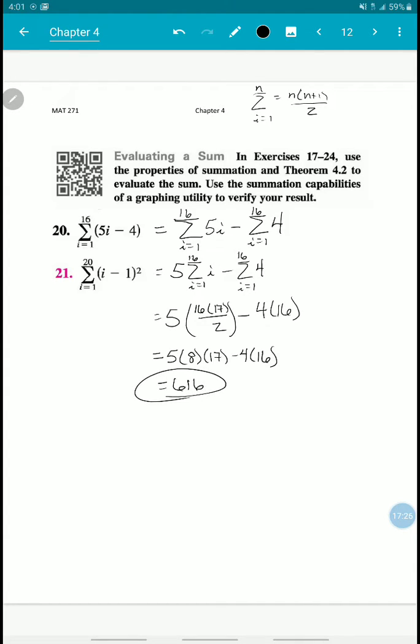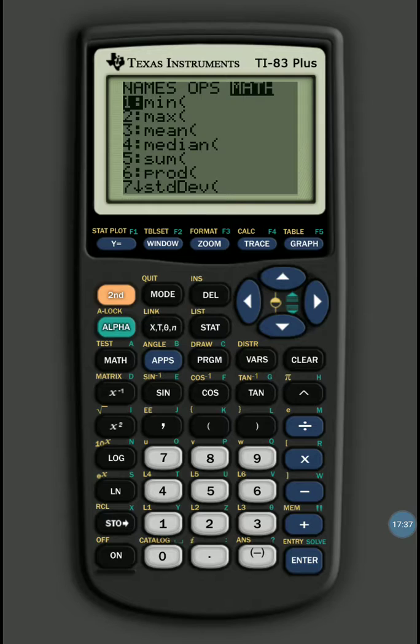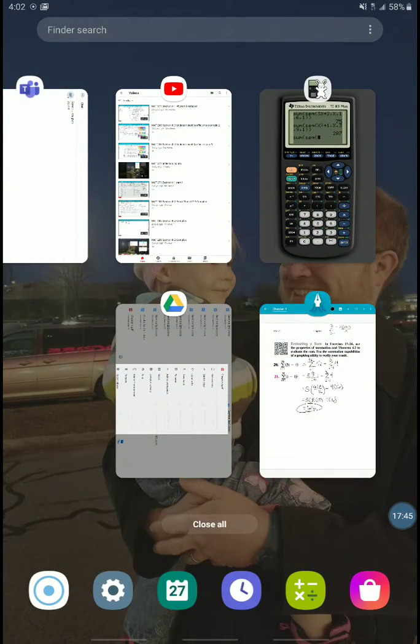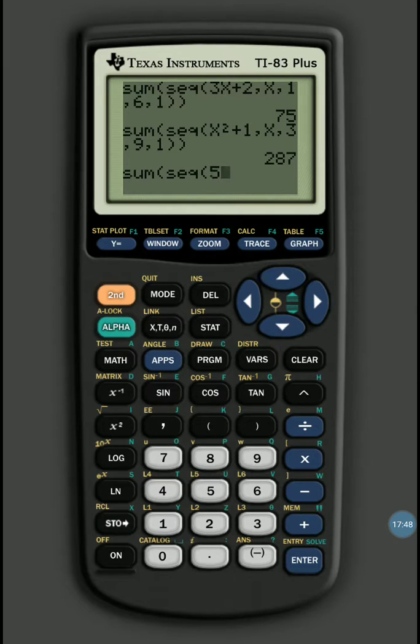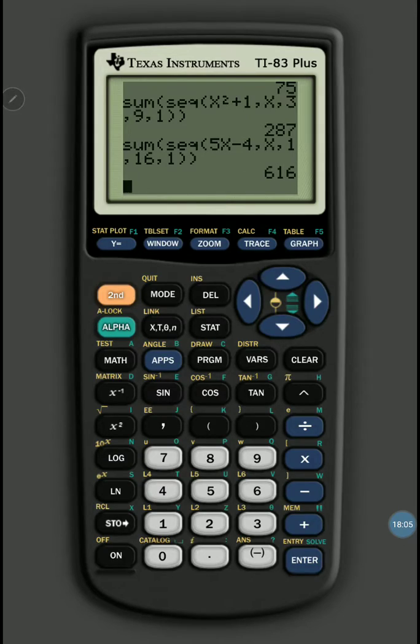We can always double check this using the calculator. So we're going to do that sum of a sequence again. Our sequence was 5i minus 4. I'm going to use x. Our variable is x, starting at 1, going to 16. The increment going up by 1s. So you can see how we're getting the same answer.